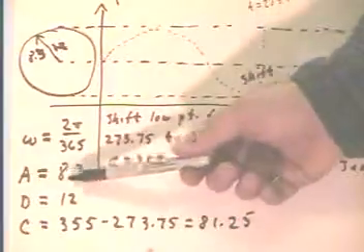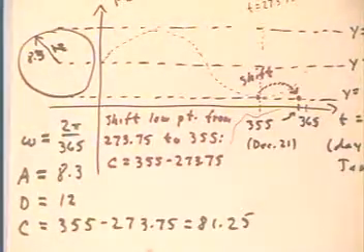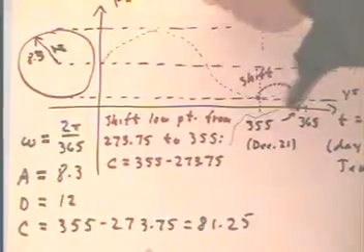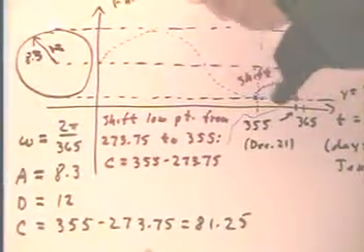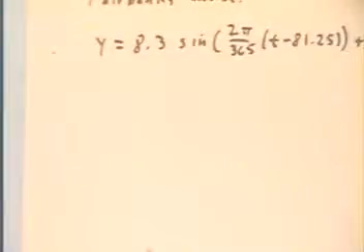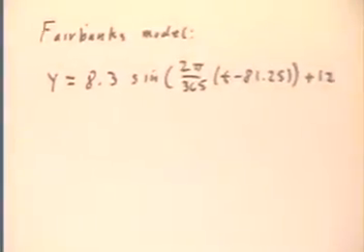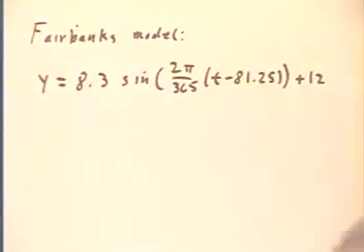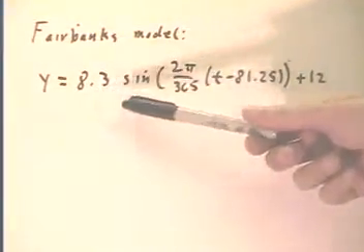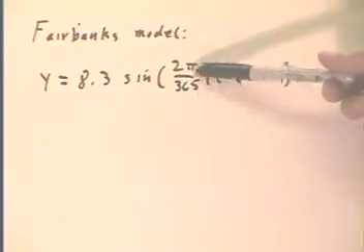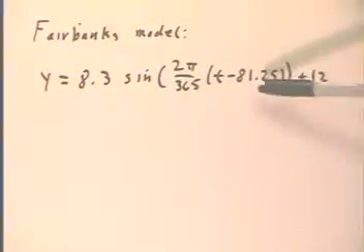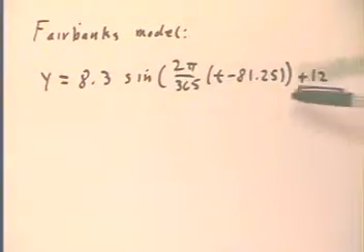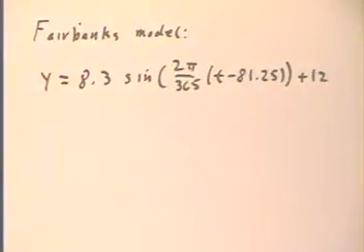So now we have the 4 parameters we need to complete our model of the day length. So that our Fairbanks model, our model of day length in Fairbanks, Alaska, is as you see here. Here's our radius of the circle, the 8.3, the 2 pi over 365, giving us our angular velocity, the shift 81.25 horizontal shift, and the vertical shift of 12 to get the center of the circle up to y equals 12.